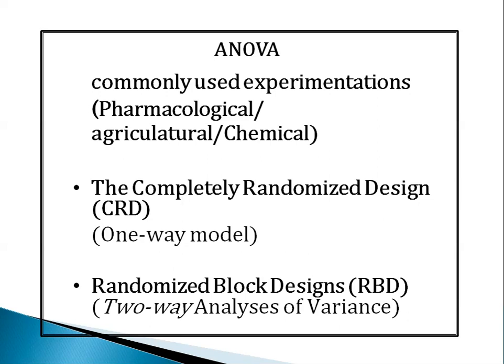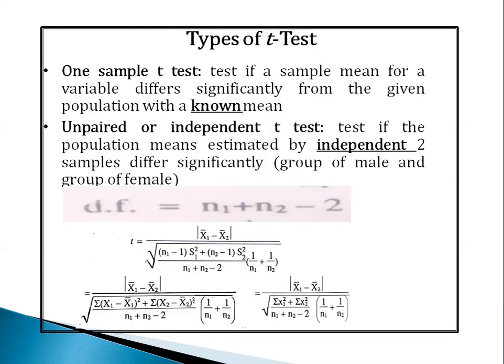There are two types. One is called the completely randomized design, that is CRD, or simply one-way ANOVA model. And secondly, the randomized block design, that is RBD, which is also known as two-way analysis of variance. Now we will see the tests used.